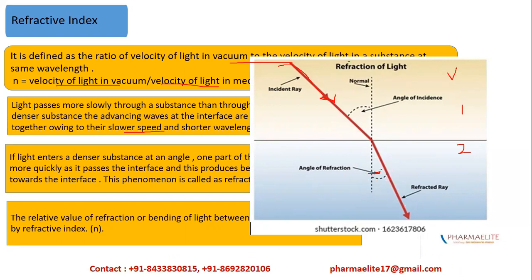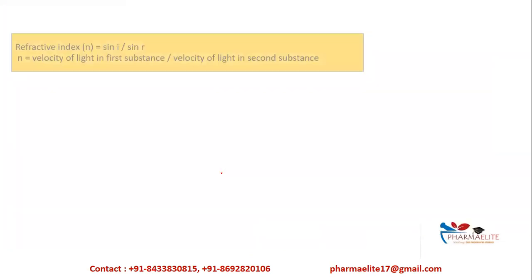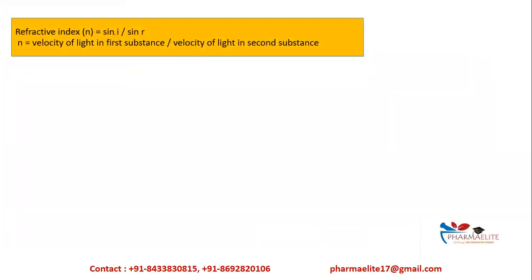And the relative value of refraction or bending of light is given by refractive index, or the term N, or even people write it as RI, refractive index. Another thing that is used to define refractive index is this formula. Refractive index N is equal to sine i upon sine r. Now what are this i and r? i is the angle of incidence जो आपने figure में देखा था with the incident ray, and r is the angle of refraction which you find in the second part of the picture, that is in your second medium.